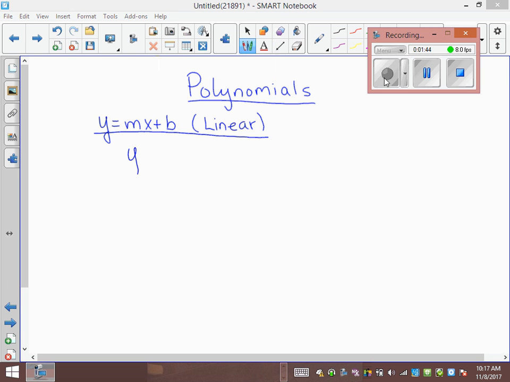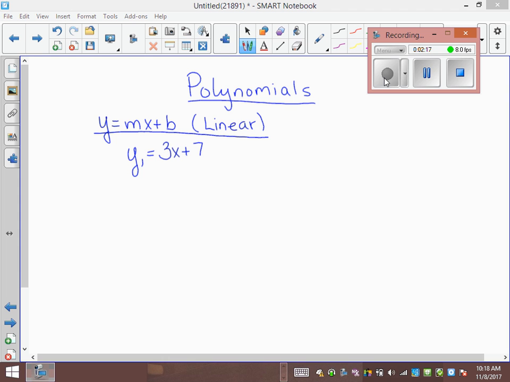Go into your Y1 and type in 3x plus 7, please. X is the X,T,theta,n button beside the alpha button. You can just go 3, and then press the X,T,theta,n button beside the alpha button below the mode button, and then plus 7.